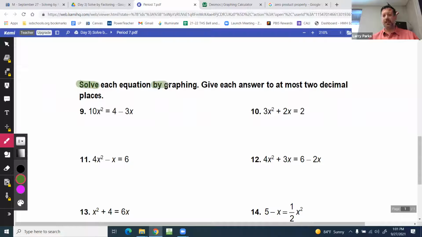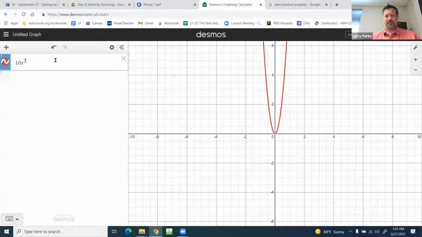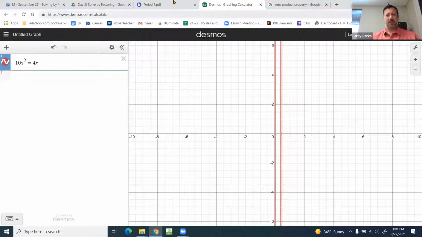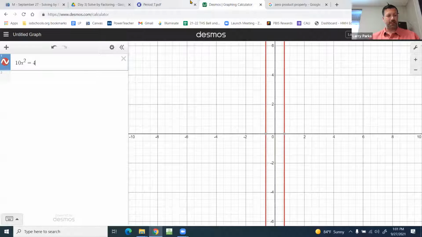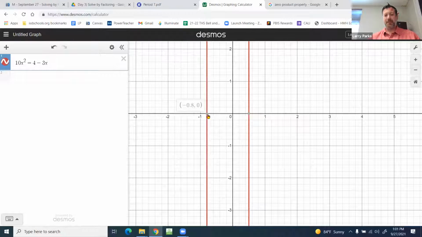Now, what does that mean? It really does mean you just type into Desmos. Now, technically, you could type this in to Desmos and it knows what to do. Pretty sure. Like I could type this in, 4 minus 3x. And so what does that mean? That means what are the x-intercepts? Negative 0.8 and 0.5. Those are my x-intercepts.